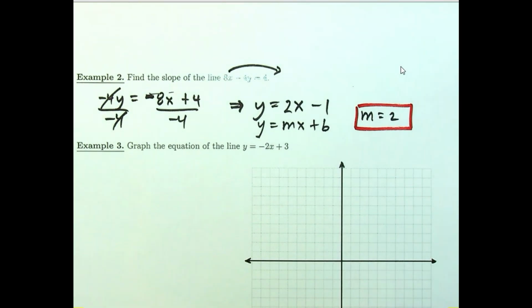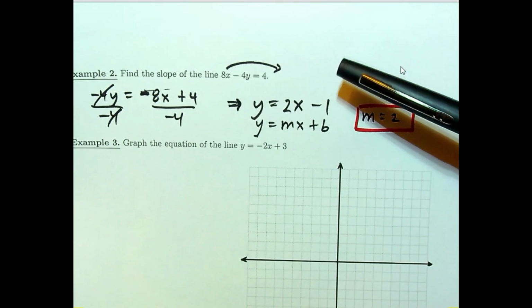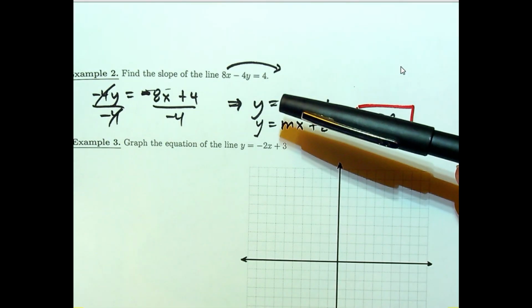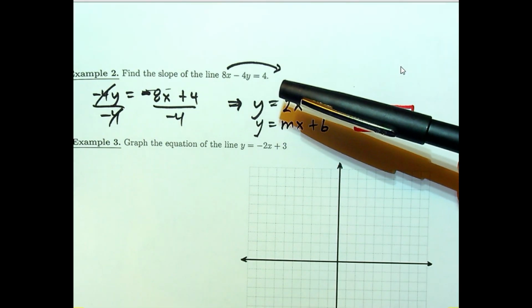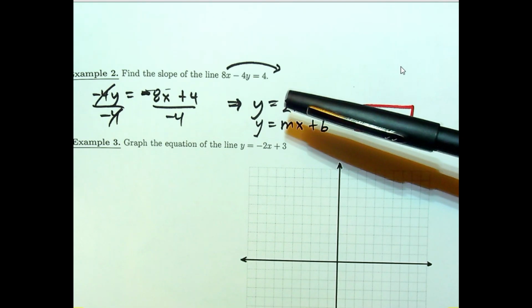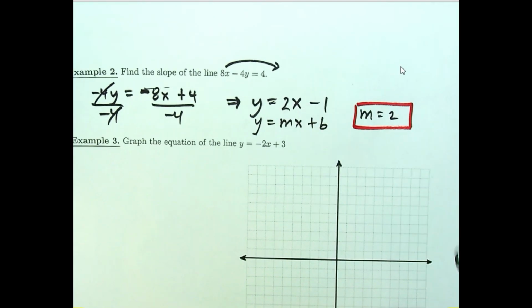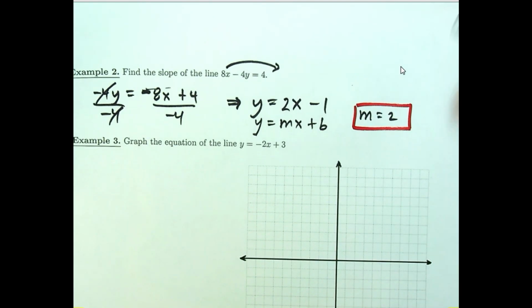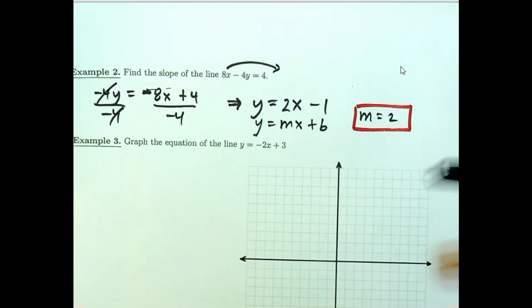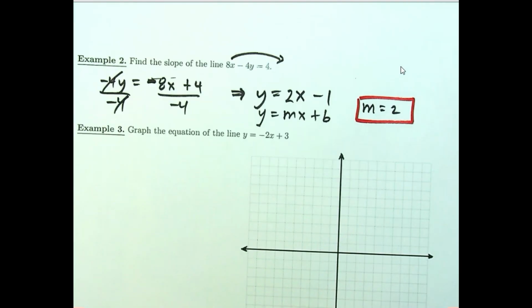M equals 2. Okay, so the moral of the story: if you have the equation of a line, you can figure out what the slope is by just looking at what is in front of the x after you have solved for y. Solve for y first, then once you have solved for y, what is in front of the x, the coefficient of the x, is the slope.